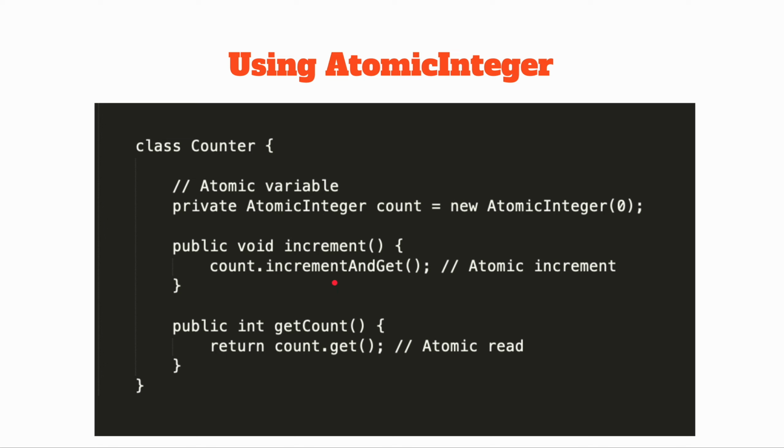I call their method increment and get. So it's an atomic increment, right? And similarly, when we are returning the value, I call their get method, which is again an atomic read, right? So in both the cases, there is no thread interference. Only one thread executes the increment or the get atomically, right?